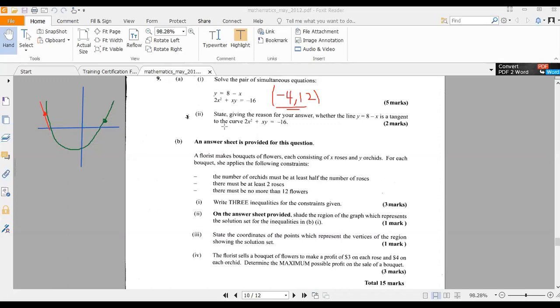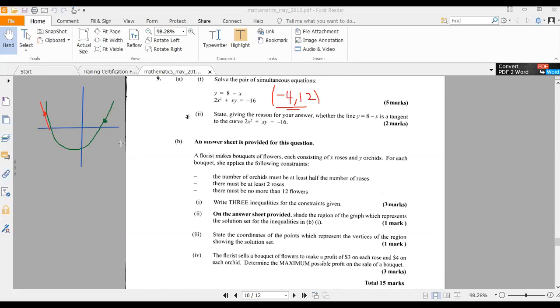So when I state the reason, yes, because it has only one solution. The main reason is that it has only one solution. If you have two solutions, that means this line would have cut in two places. That means it's not a tangent, because for it to be a tangent, it should only cut at one place. Clear enough?